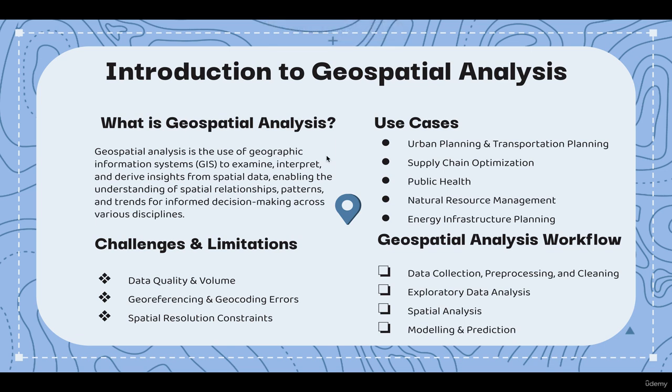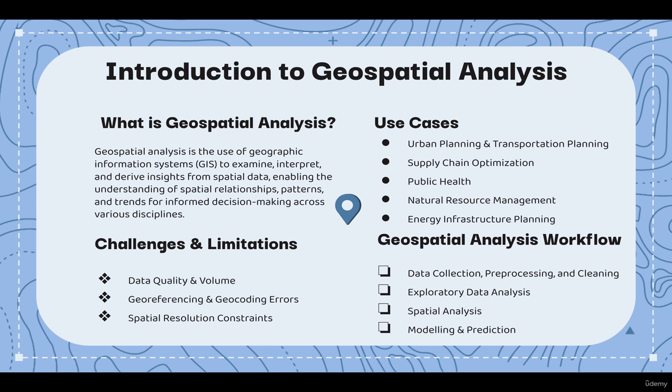The fourth use case is natural resources management. You can use geospatial analysis to assess biodiversity, habitat fragmentations, and deforestation patterns to guide conservation efforts and sustainable land management practices. And the fifth use case is energy infrastructure planning. You can analyze terrain, proximity to resources, and environmental factors to optimize the locations of renewable energy installations such as wind farms and solar arrays.